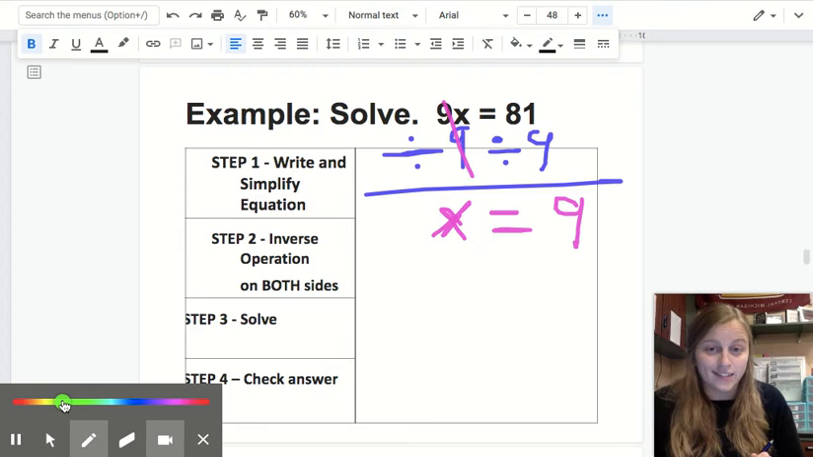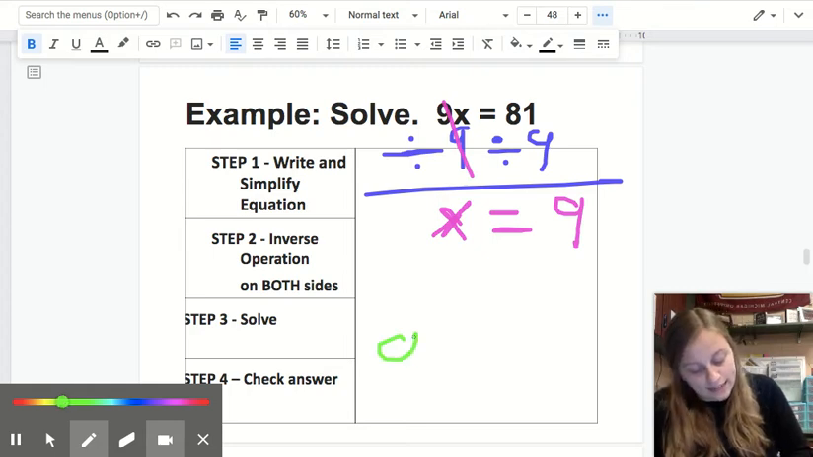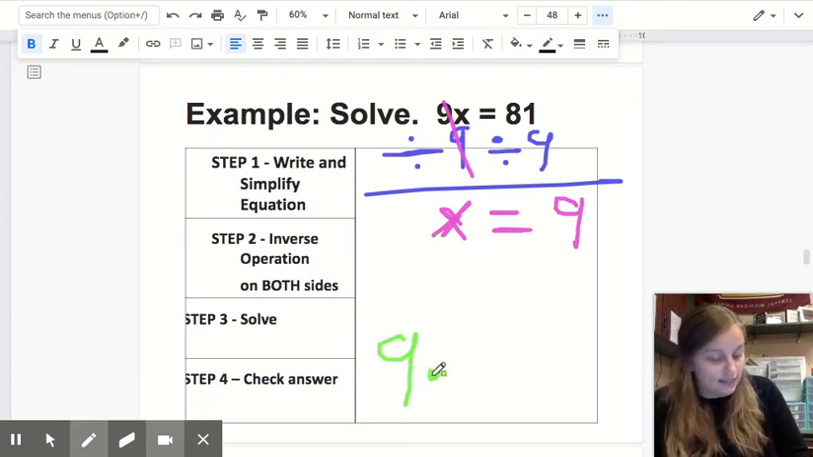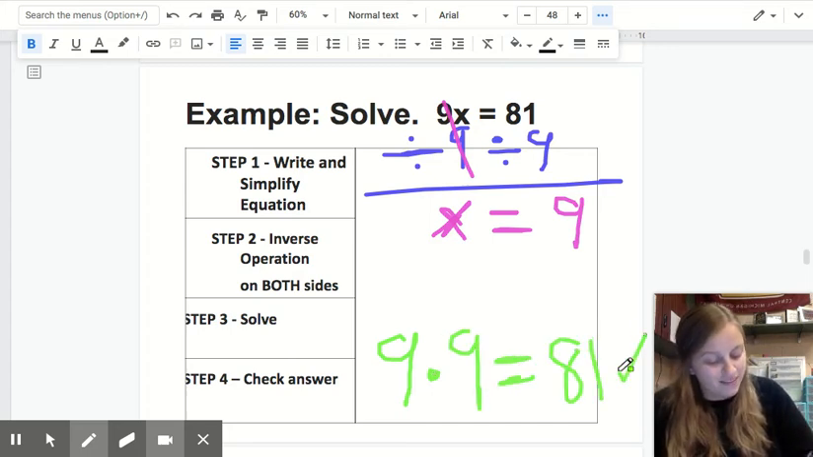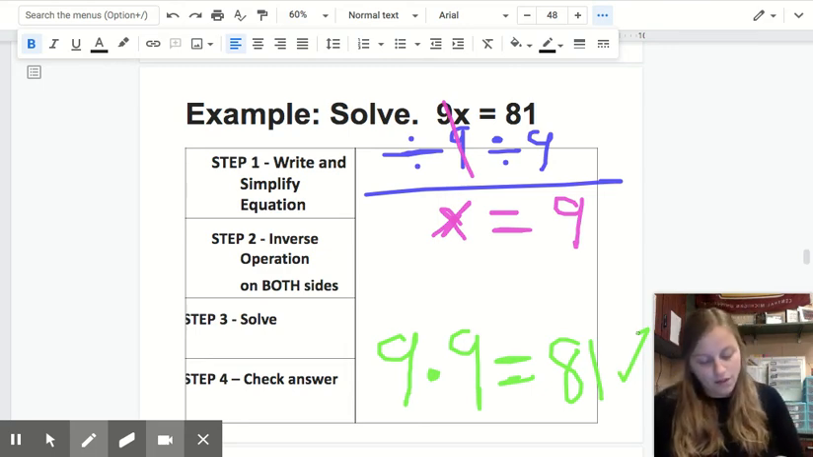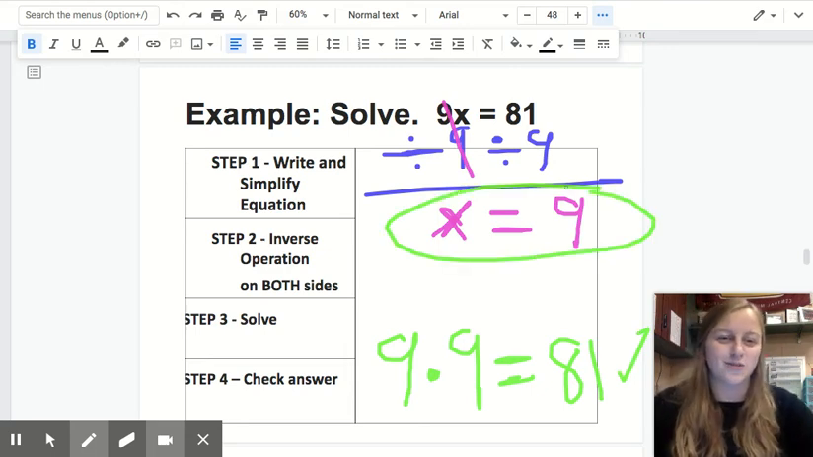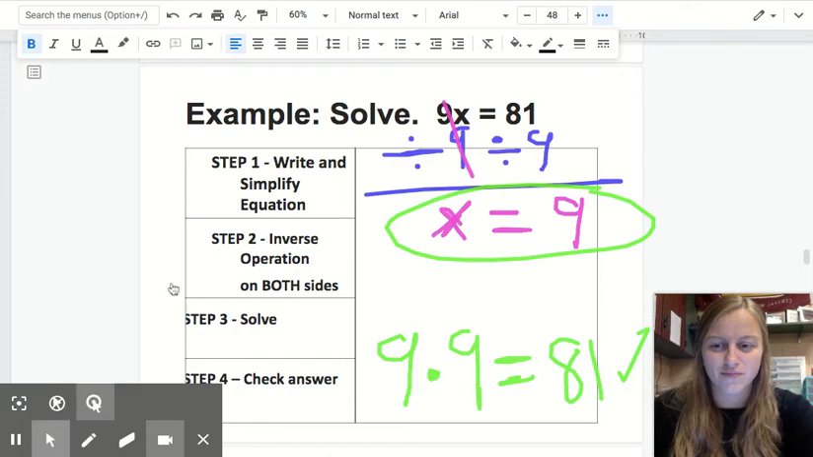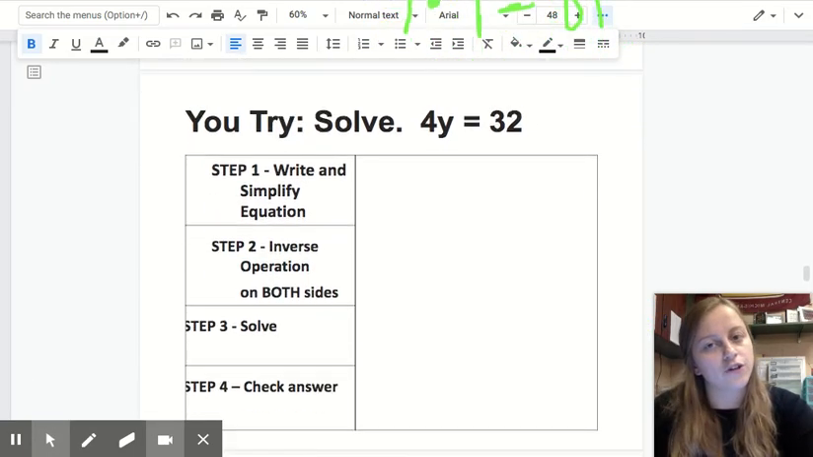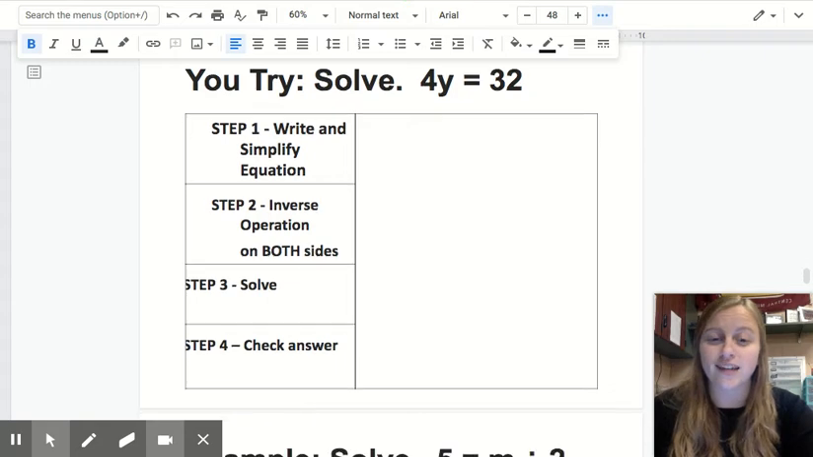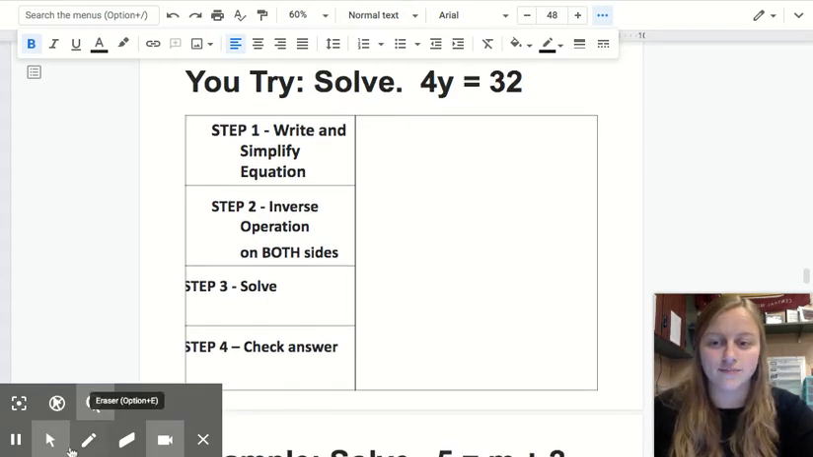Let's check our answer. It says 9 times x, so we say 9 times, well, in this case, 9. Does 9 times 9 equal 81? It does. Therefore, x equals 9. Let's go ahead and you try this one in your notes. Make sure you show those inverses on both sides. We'll pause the video while you work.